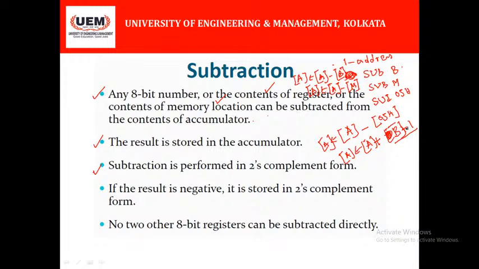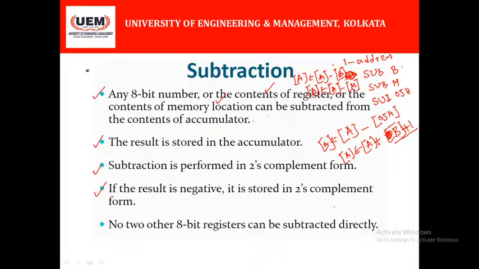If the result is negative, two possible options are there. The result can be either positive or negative. If the result is negative, it is stored in 2's complement form.